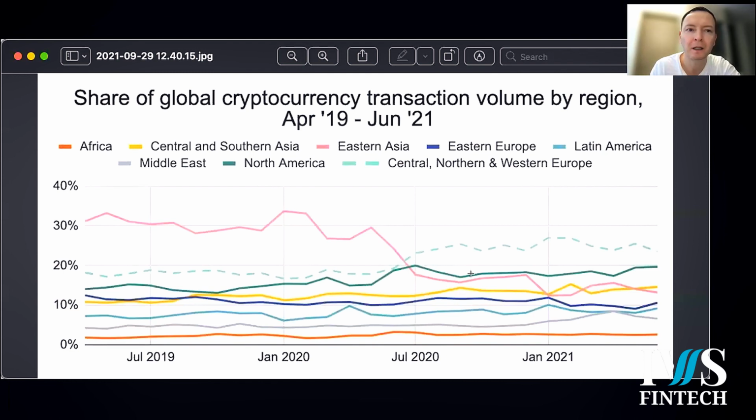First off, I want to share some stats, which I find quite interesting. So you might have seen that. Here we see the global share of cryptocurrency transactions by volume by region. As you can see here, Eastern Asia is going down, obviously, which is basically China, due to the crackdowns, and we see an uptrend in Central and Northern Europe. So I found that pretty interesting, that shift from east to west.